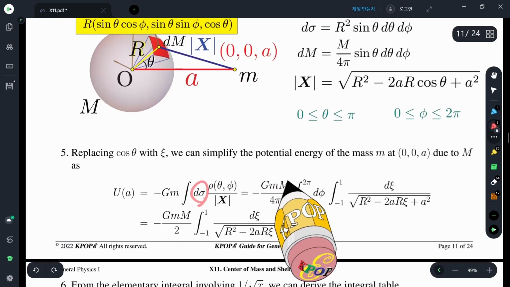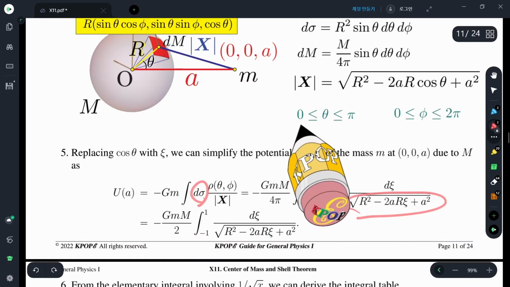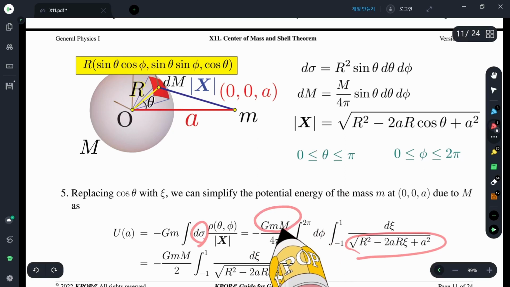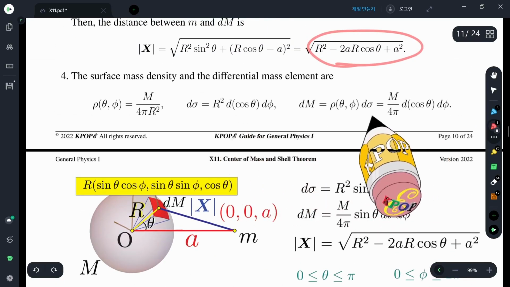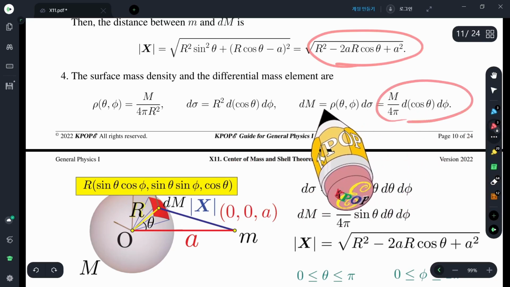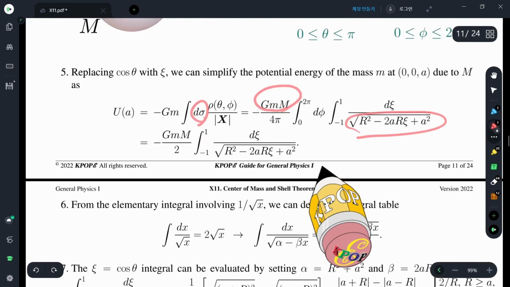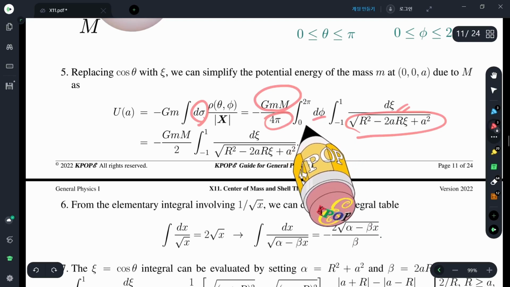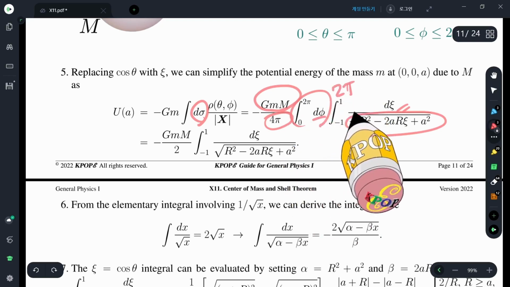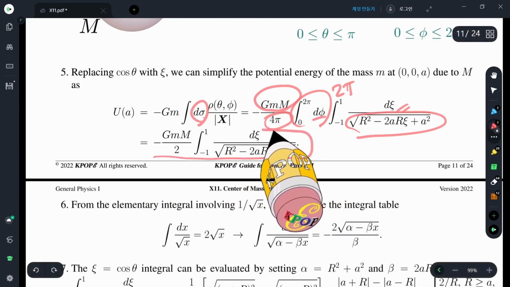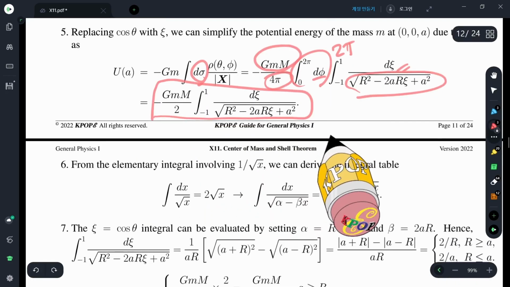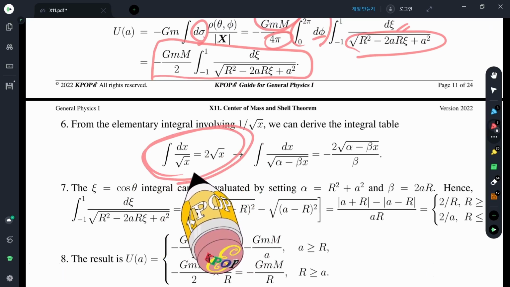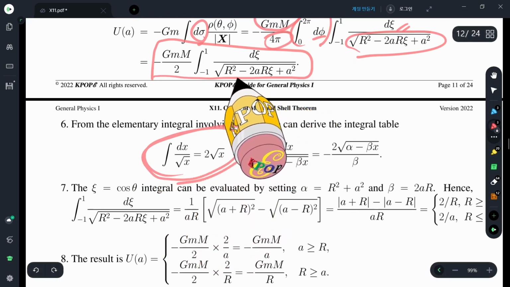The absolute value of X is in here, and the integral is over a vector. So dm is parameterized by 4 pi and the angular integral. This azimuthal angle integral is trivially 2 pi, and we have this integral. The integral is trivially obtained by using an integral table, and we have this expression.